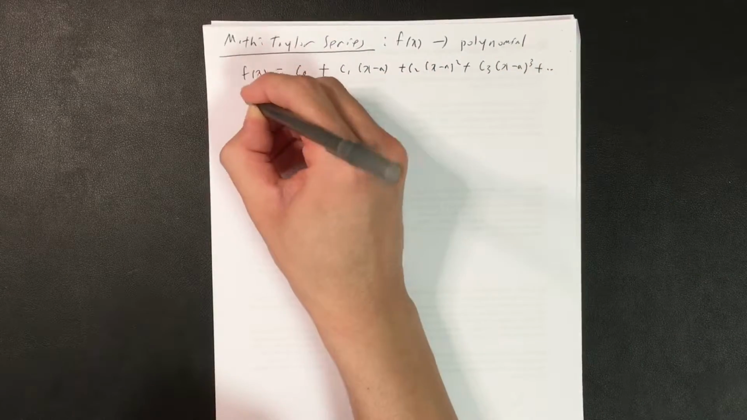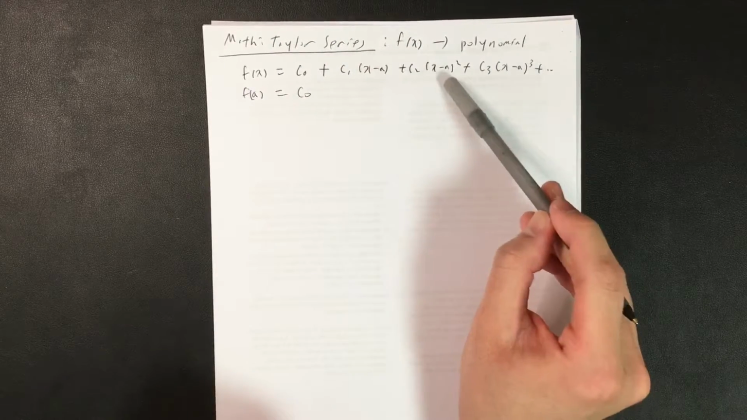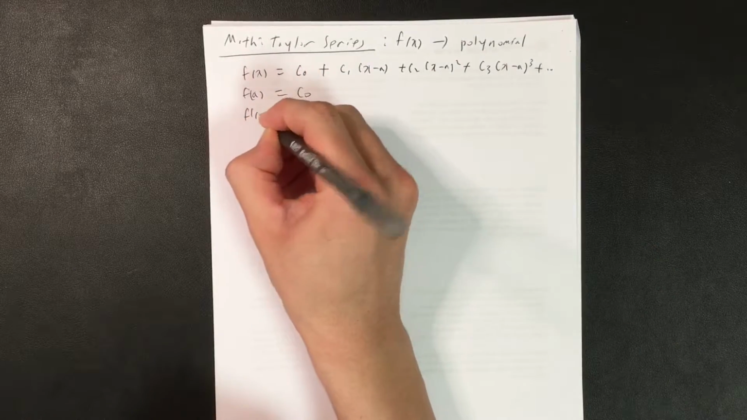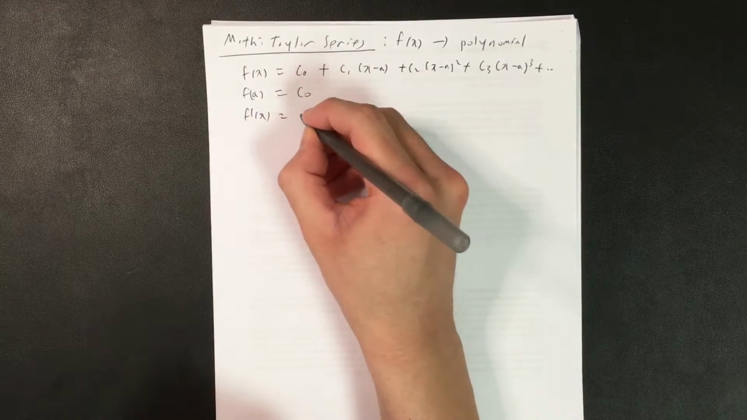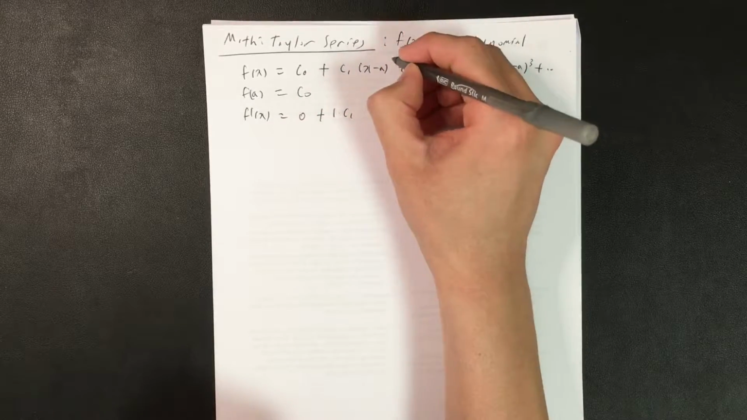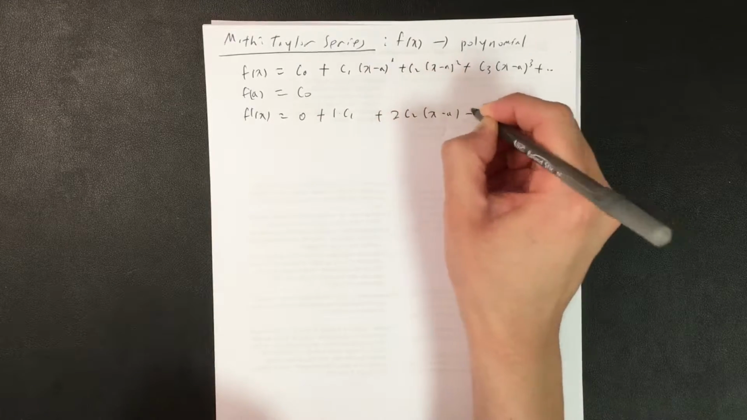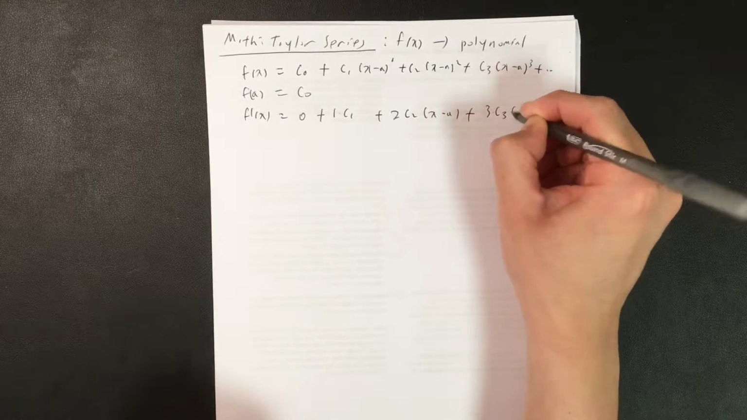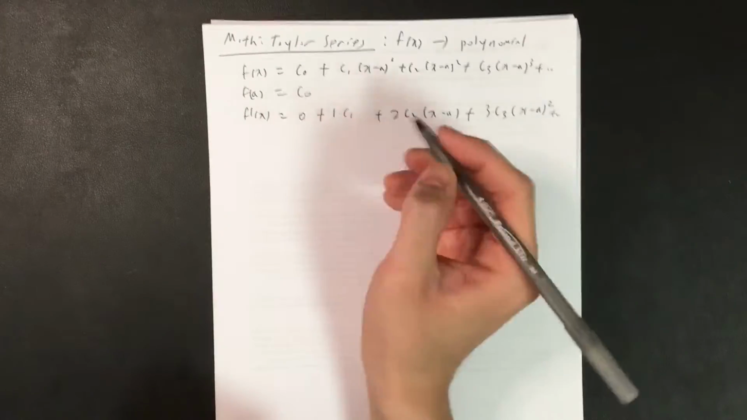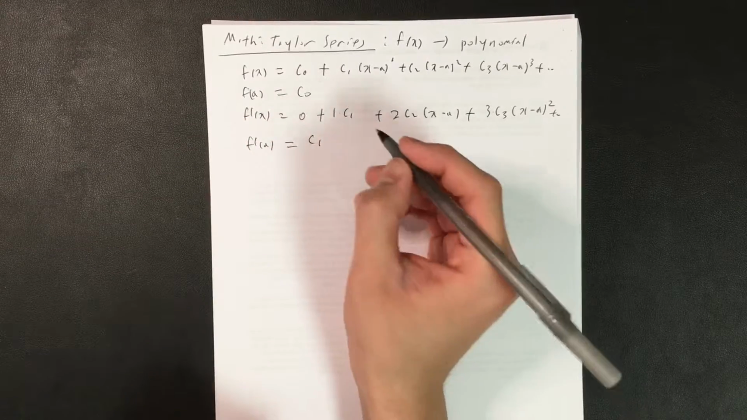Then we can see that f of a is simply c0, since all these x terms go to 0 when a is inputted. Taking the derivative of this function, I get 0 plus 1 times c1, because the exponent of this term equals 1, plus 2 times c2 times x minus a, plus 3 times c3 times x minus a squared, and so on. So therefore, f prime of a equals c1.